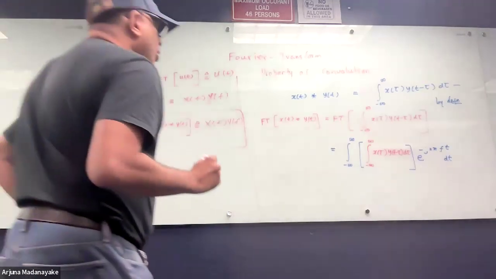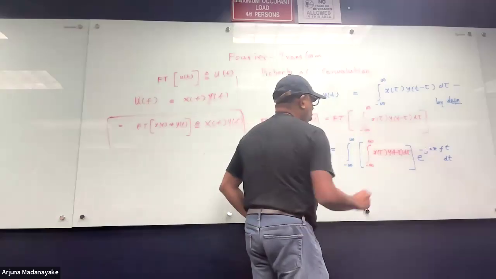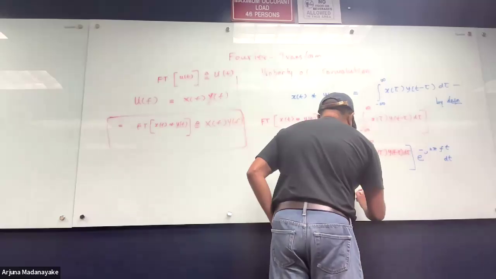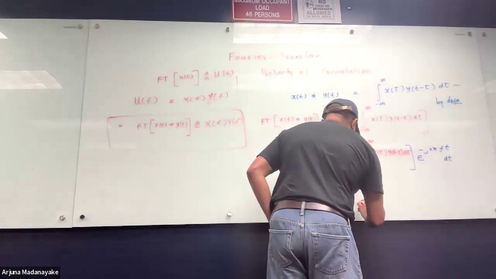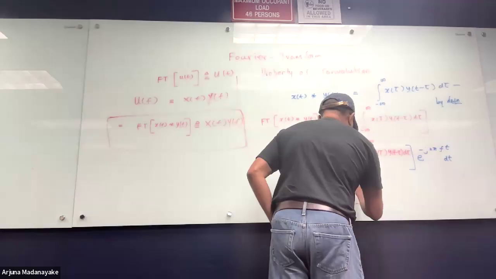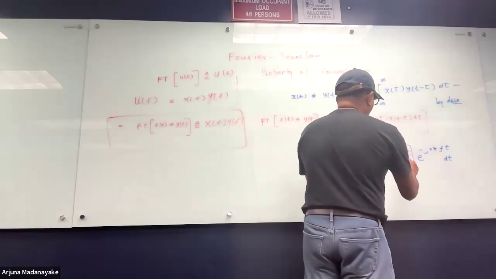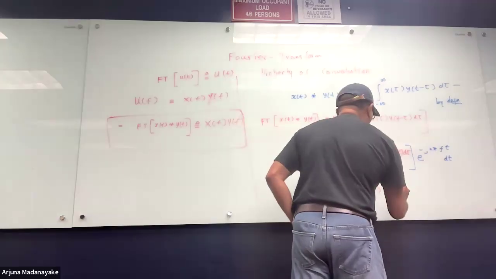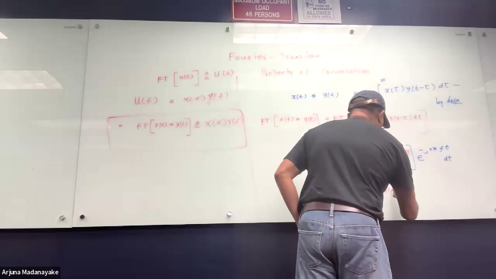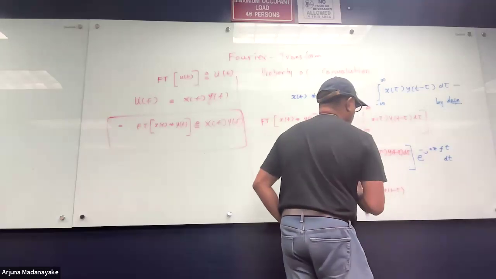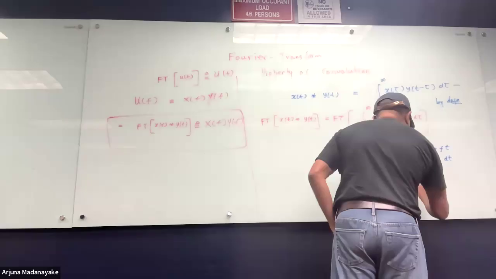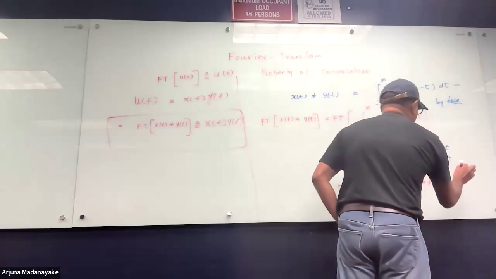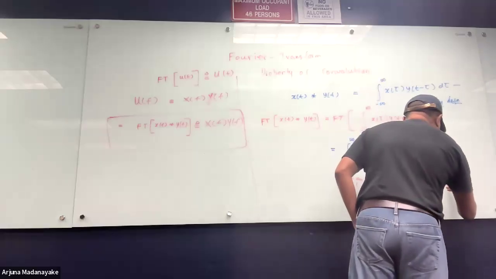So the integrals are both going from negative infinity to infinity, so the order doesn't really matter. So I'm going to write it as a double integral. Right. I'm going to write x of tau y of t minus tau, okay, e to the minus j 2 pi f. Instead of t, I'm going to write t minus tau.